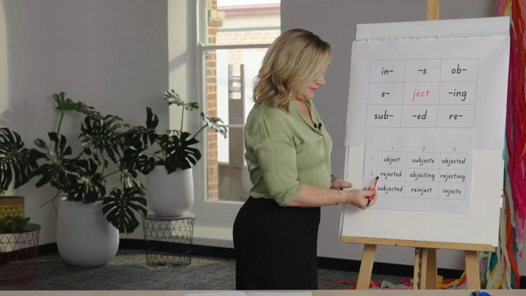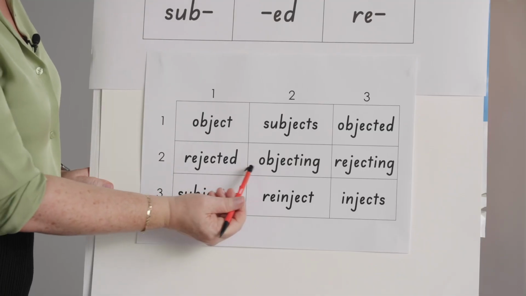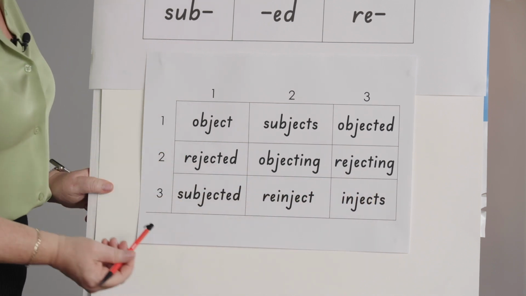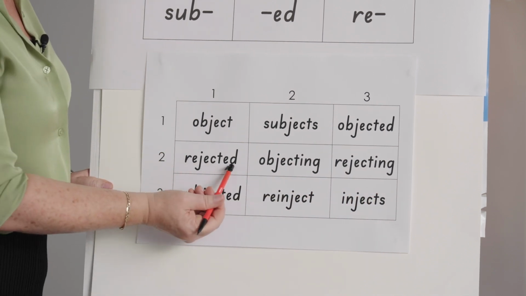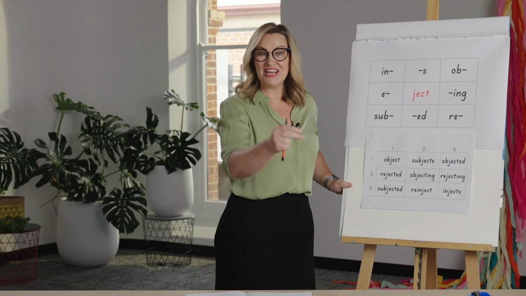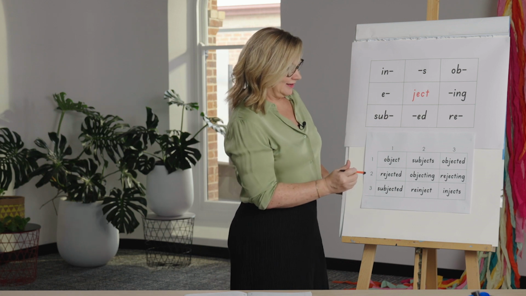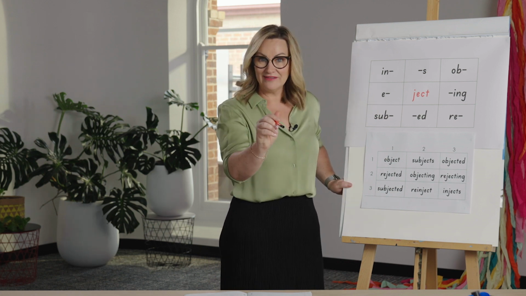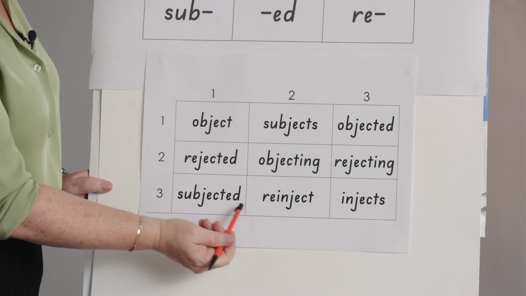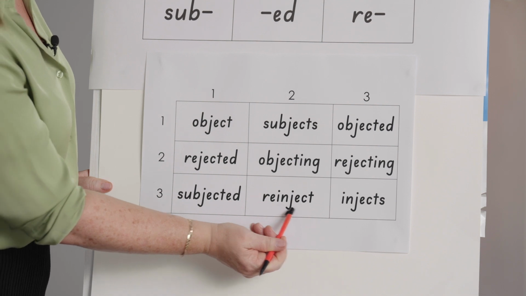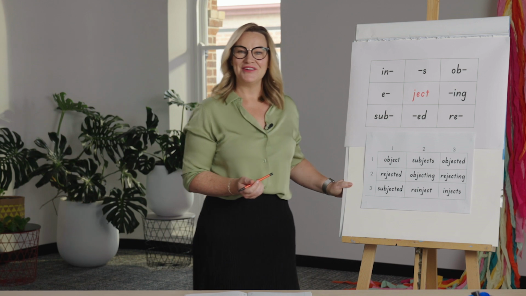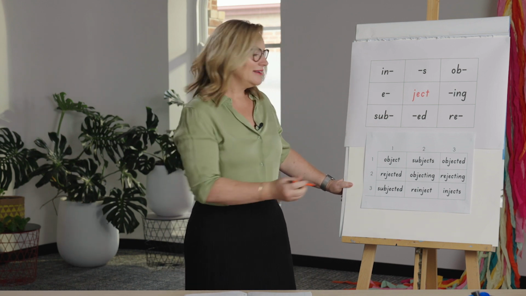Let's read them together. Rejected, objecting, rejecting. See how that's different? Rejected, rejecting. You could have rejects. Is it there? No, it's not, but you could have it. Last one, last row. Subjected, re-inject, injects. How'd you go? You may have had some that are not here.